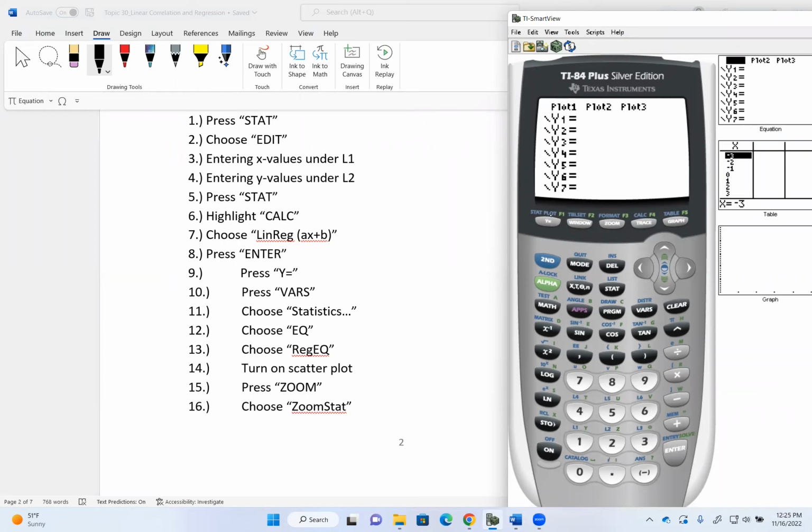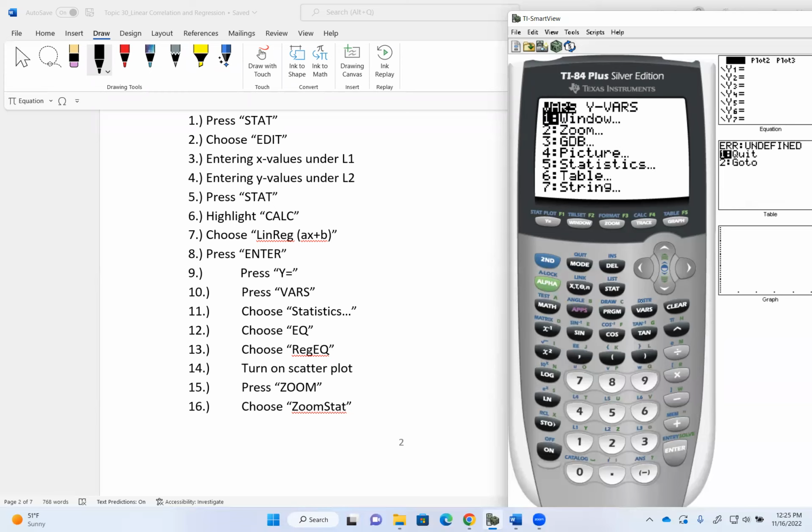Okay, and then press the word vars. Go to y vars to the right. Choose, oh, excuse me, vars, y equals, vars, and choose statistics. I'm sorry, go back, choose number 5, statistics, and highlight the word EQ. And number 1, choose regression equation. Okay, oops, darn it. Okay, y equals, vars.